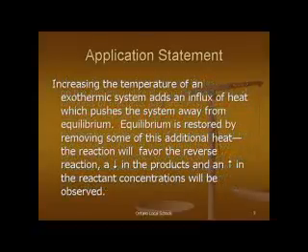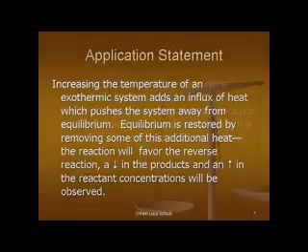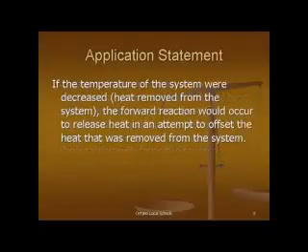Increasing the temperature of an exothermic system adds an influx of heat, which pushes the system away from equilibrium. Equilibrium is restored by removing some of this additional heat. The reaction will favor the reverse reaction; a decrease in the products and an increase in the reactant concentrations will be observed. If the temperature of a system were decreased, with heat removed from the system, the forward reaction would occur to release heat in an attempt to offset the heat that was removed from the system.